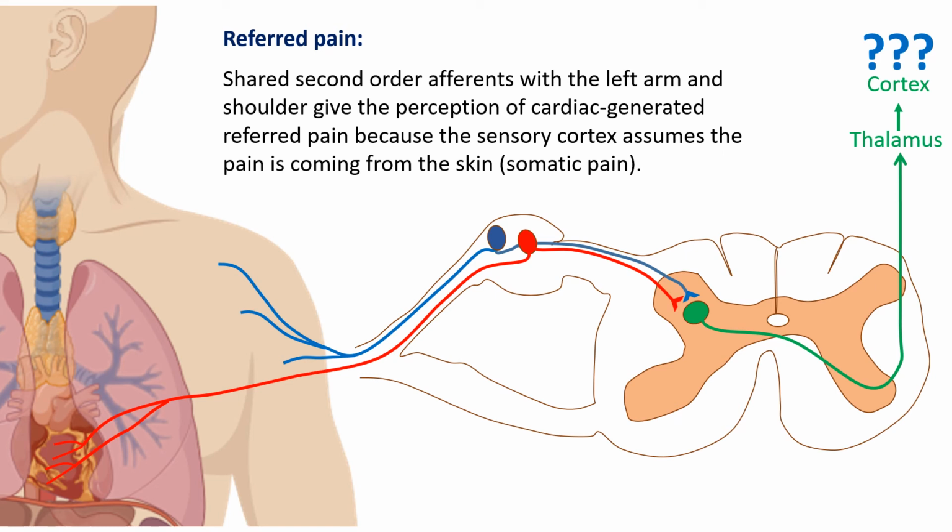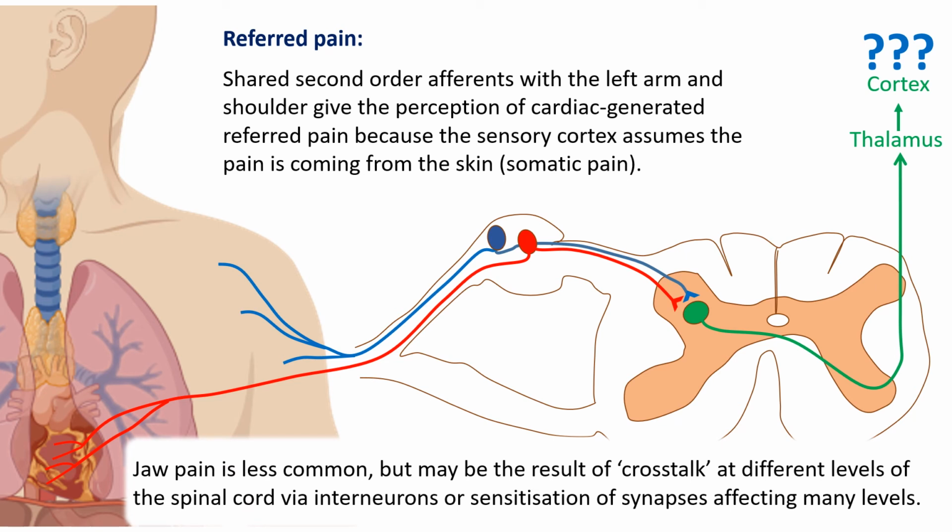Obviously, by the time this gets up to the cortex, it doesn't know where that pain is coming from. And generally, it will assume that it's coming from the skin. So somatic pain rather than visceral pain. Hence, we get referred pain.